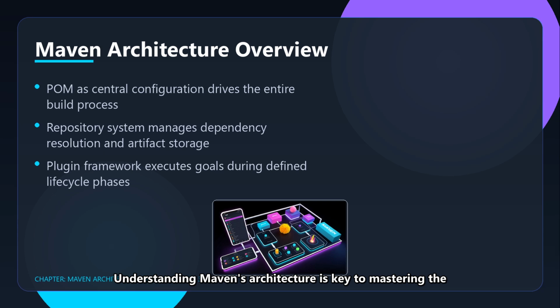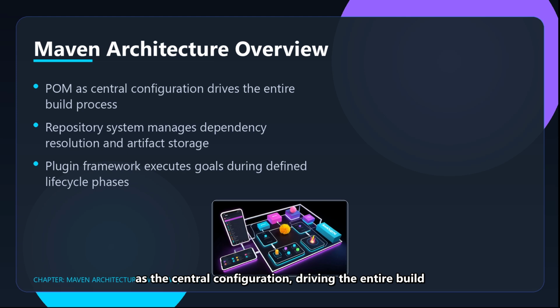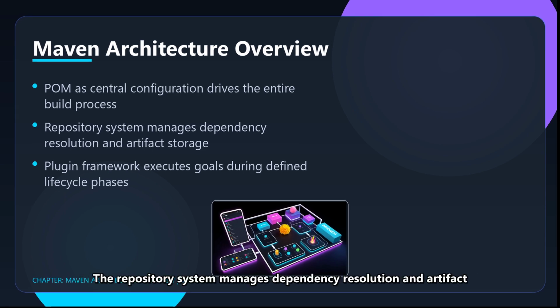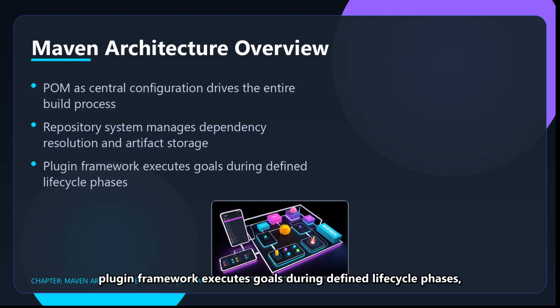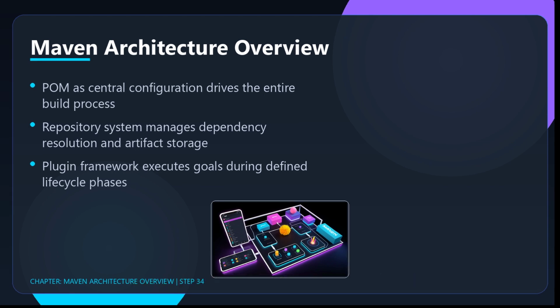Understanding Maven's architecture is key to mastering the tool. The Project Object Model or POM serves as the central configuration, driving the entire build process with project metadata, dependencies, and plugin configurations. The repository system manages dependency resolution and artifact storage, coordinating between local and remote repositories. The plugin framework executes goals during defined lifecycle phases, providing extensibility for custom build requirements.